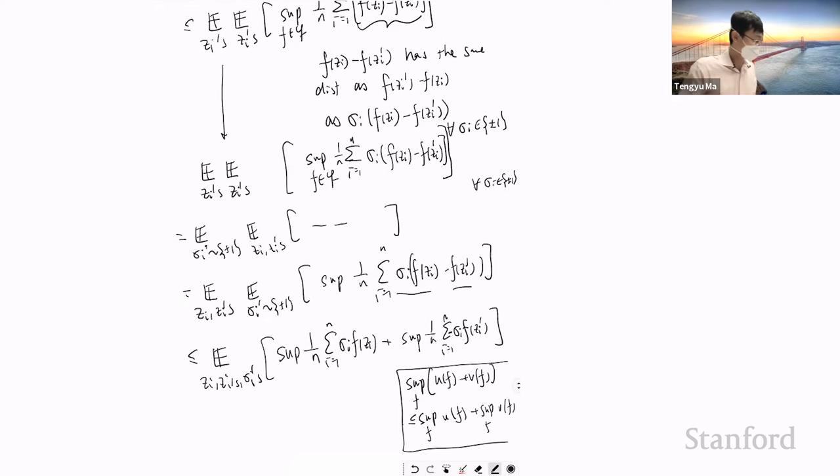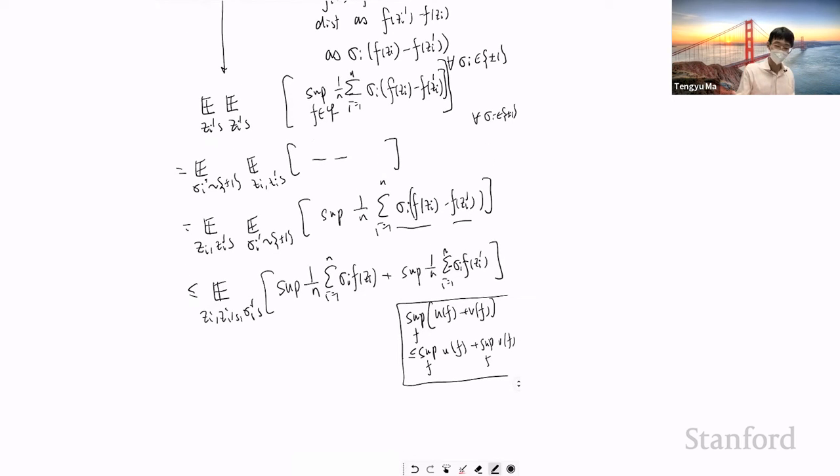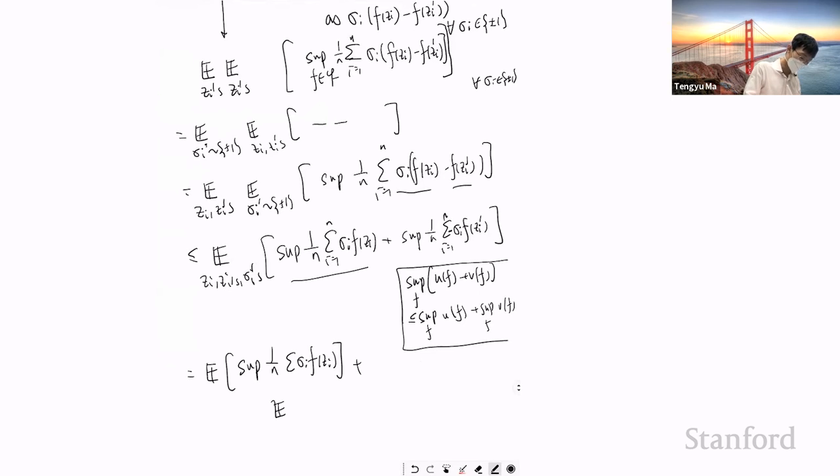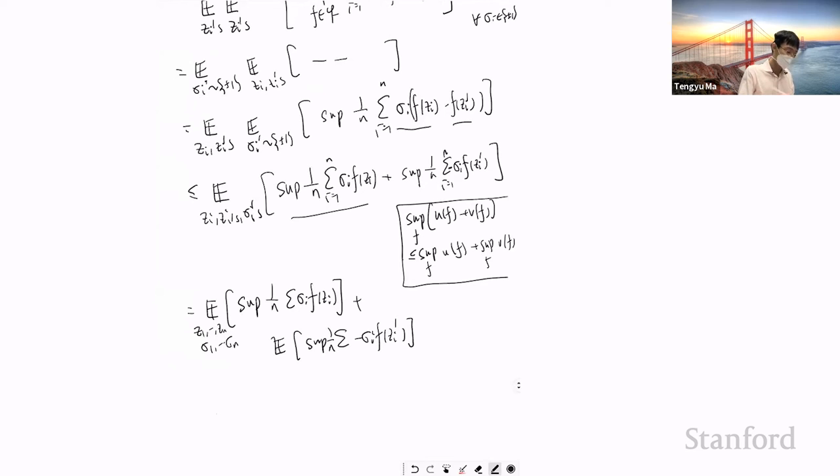And now you have probably seen that we are getting closer and closer to the definition of the Rademacher complexity. The only thing is that we have two terms, and the Rademacher complexity has only one of these. So now we can swap the expectation with the sum, and you get the expectation of the sup of sigma i f(z_i), plus the expectation of the sup of minus sigma i f(z_i prime). And here the randomness is z_1 up to z_n and sigma_1 up to sigma_n. So the first term is exactly the Rademacher complexity. And I'm going to claim that the second term is also exactly the Rademacher complexity, because here my randomness is z_1 prime up to z_n prime and sigma_1 up to sigma_n.